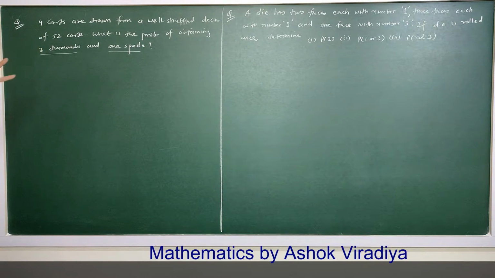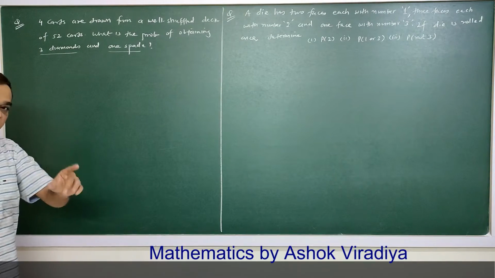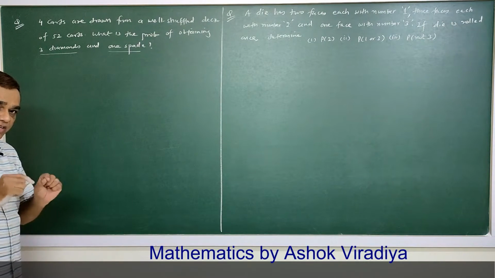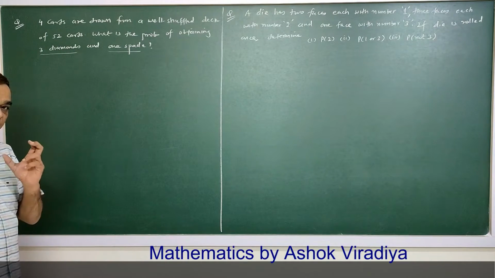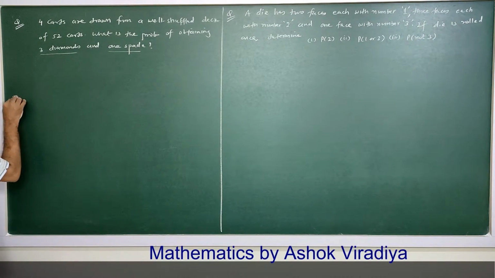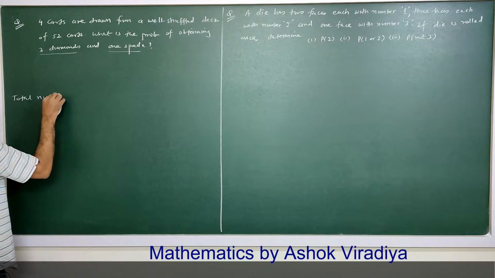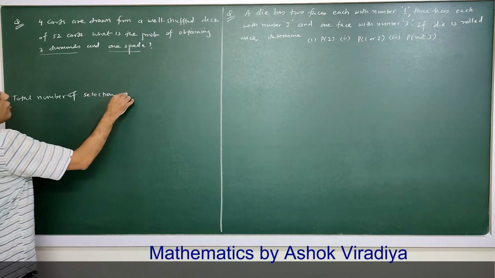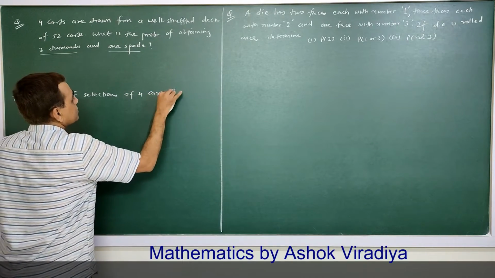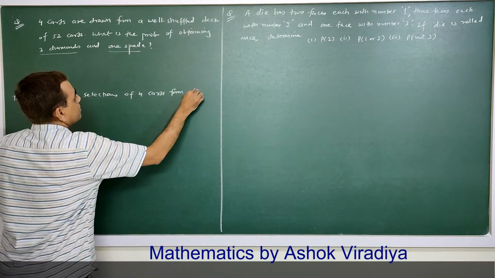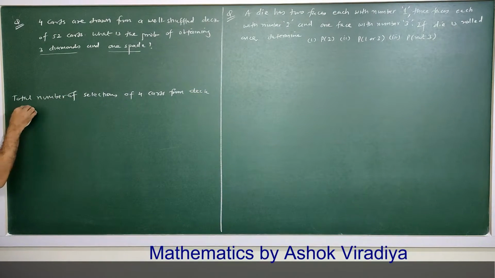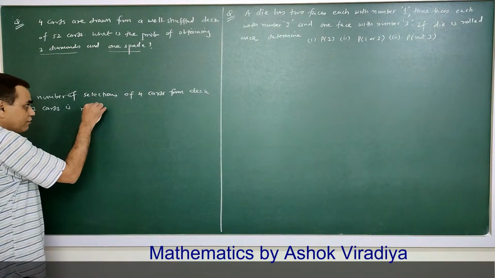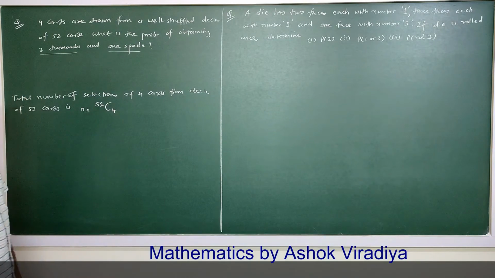4 cards are drawn from a well shuffled deck of 52 cards. So the experiment is to select 4 cards. First of all, we are selecting 4 cards from 52. So the total number of selections of 4 cards from a deck of 52 cards is n equal to 52C4.